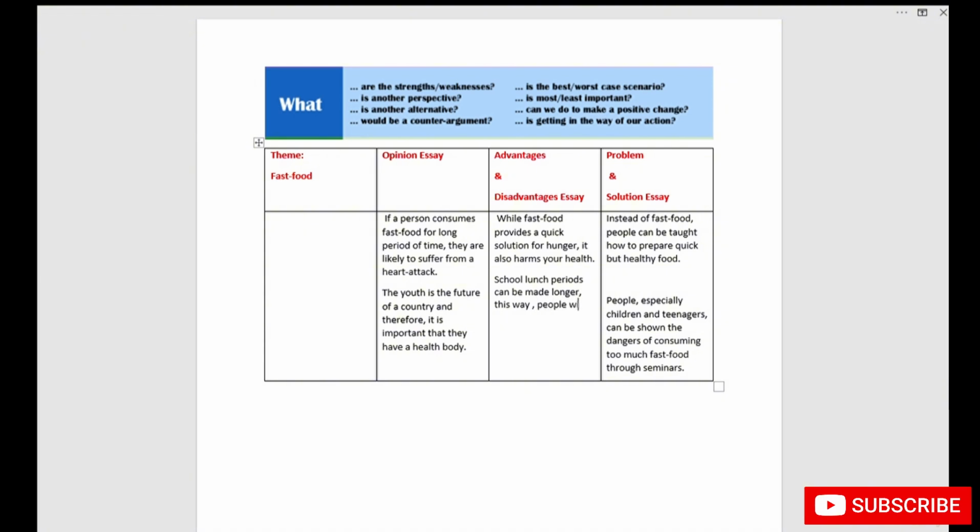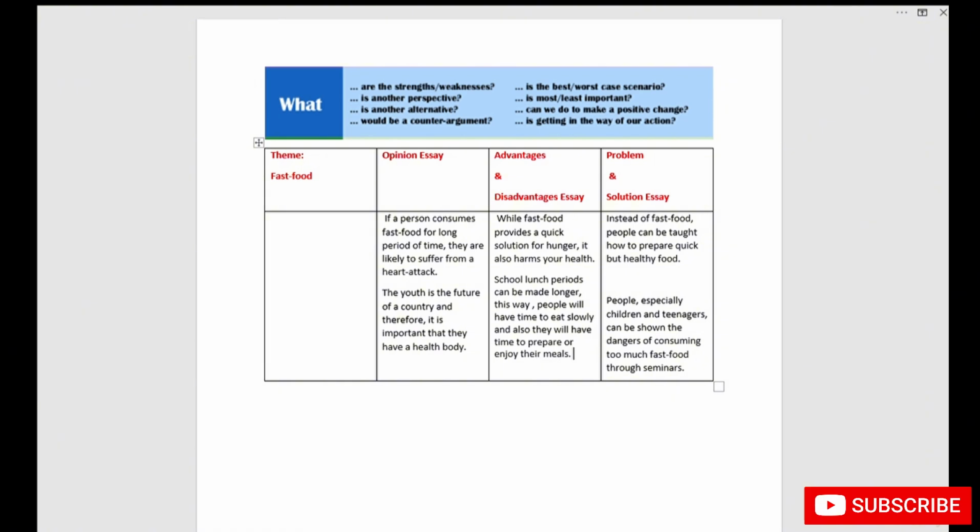people will have time to eat slowly, and also they will have time to prepare or enjoy their meals.